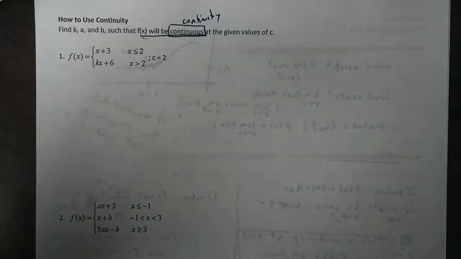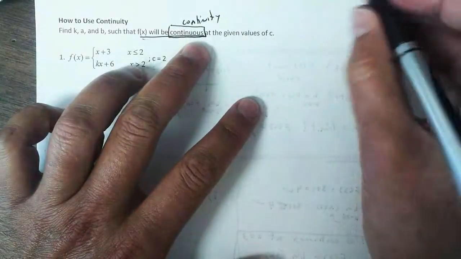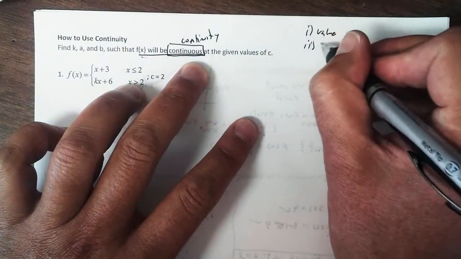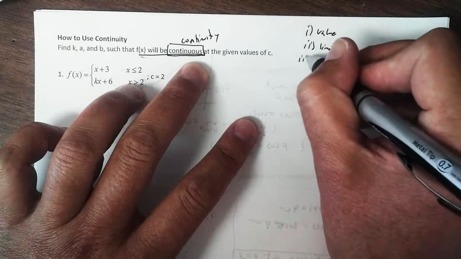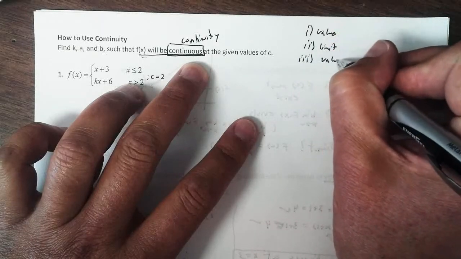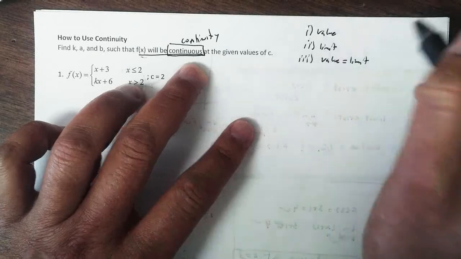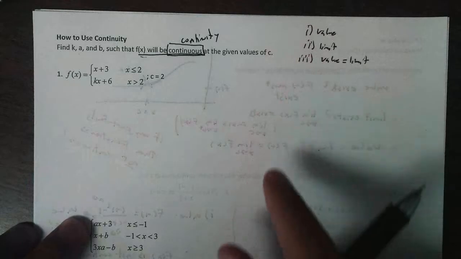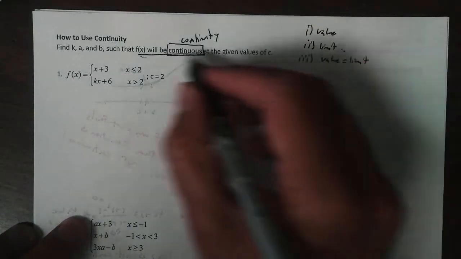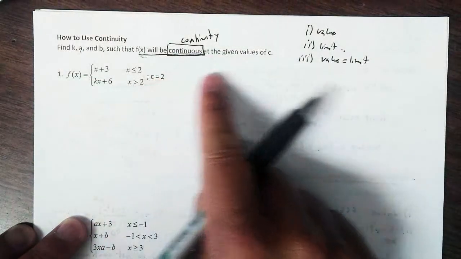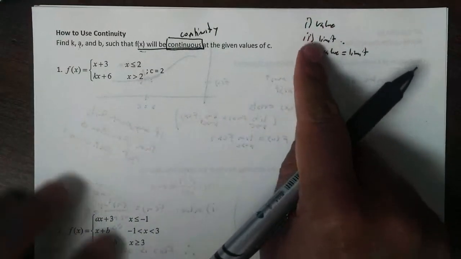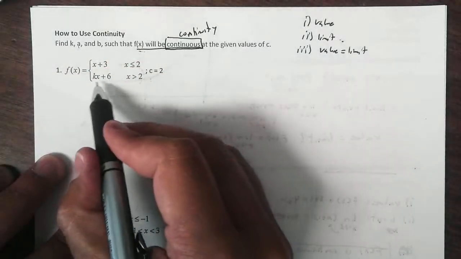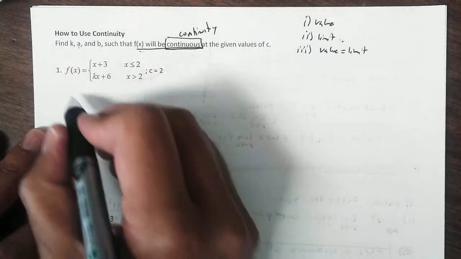So when they say use continuity, they're talking about our rules. 1, does the value exist? 2, does the limit exist? 3, does the value equal the limit? Okay, so we're looking for all 3 of these. Now we're going to keep going until we can solve. You're going to find out we don't always have to use all 3 cases. Most of the time we just have to use the first 2 because we're going to use continuity until we can solve for, in this case, k. So let's go ahead and get started here.